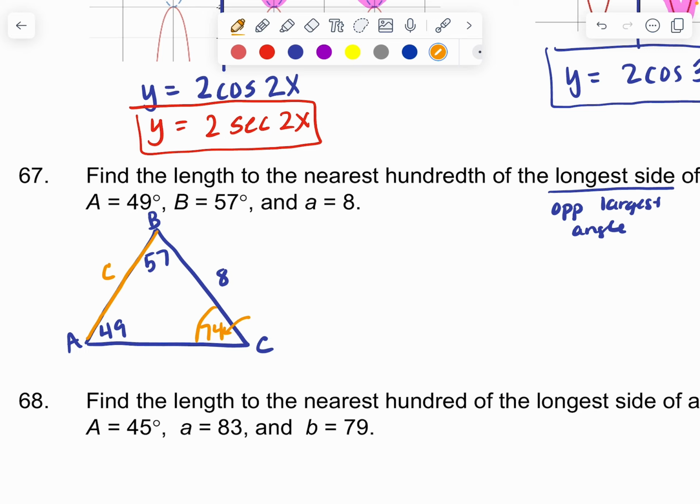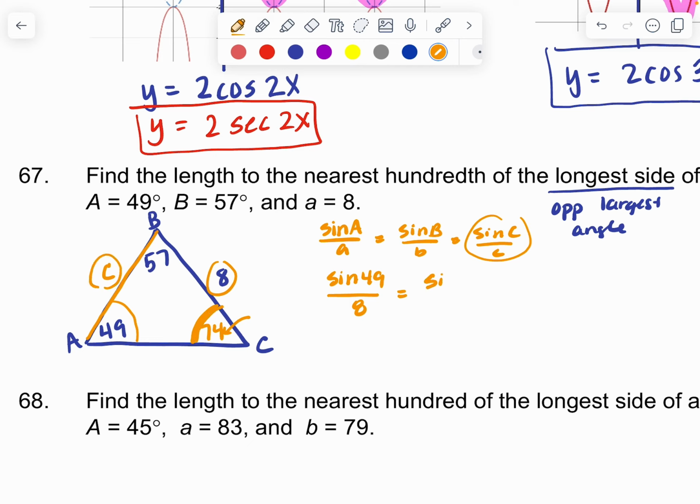And remember, again, the law of sines says that sine of A over a equals the sine of B over b equals the sine of C over c. And I can totally use that because look, you guys, I have angle A and I have side a. So I can do sine of 49 over 8 equals, and then I'm going to use the C part because I'm looking for side c. So I can use 74 and c. I can say sine of 74 over c.